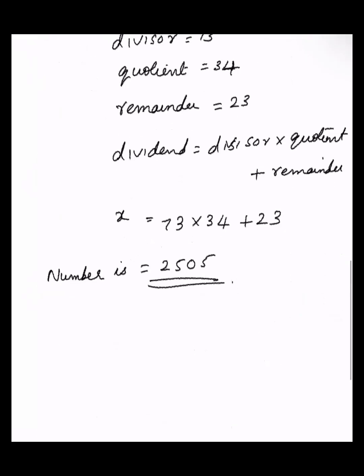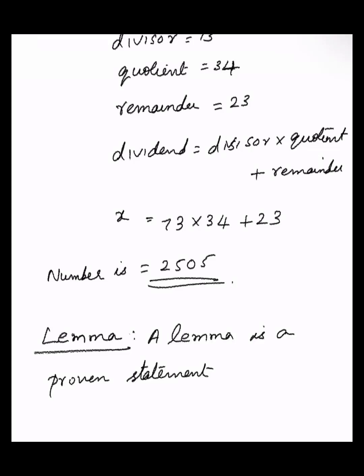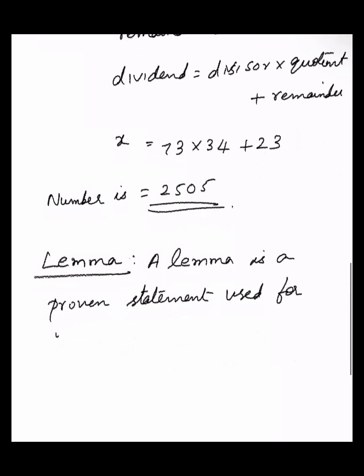What is meant by a lemma? I told you there is this. So you have an already proven statement with you, something which is already proven. Use that statement to prove something else. Got it? That's called a lemma. So you can get it as a multiple choice question. You have a proven statement. Use the proven statement to solve a problem. So a lemma is a proven statement used for proving another statement.